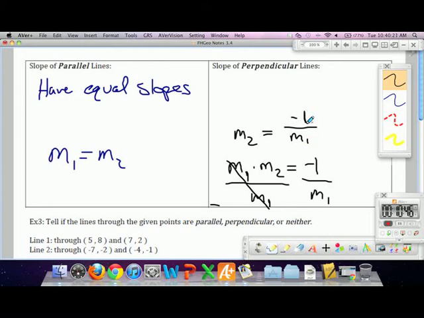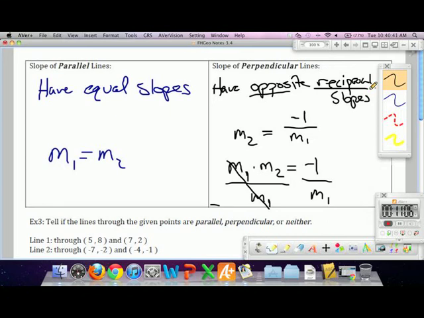Perpendicular lines have opposite reciprocal slopes. Opposite meaning it has a different sign. If one was positive, the other's negative. If one was negative, the other's positive. And they're reciprocals, or flips of each other. And when we multiply them together, we should get -1.